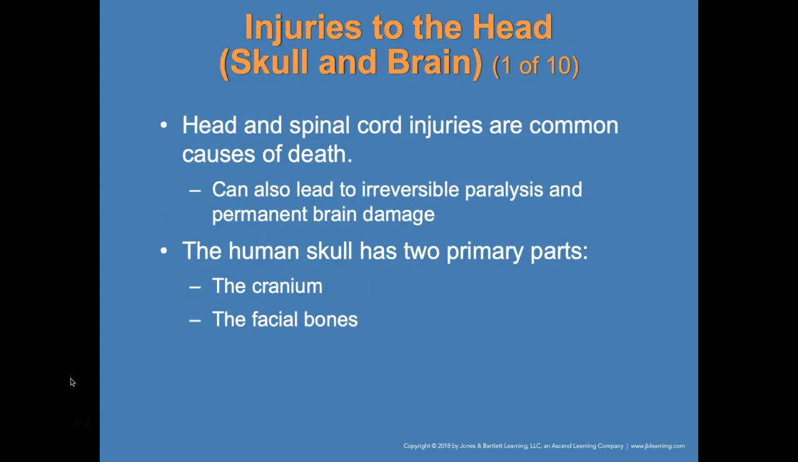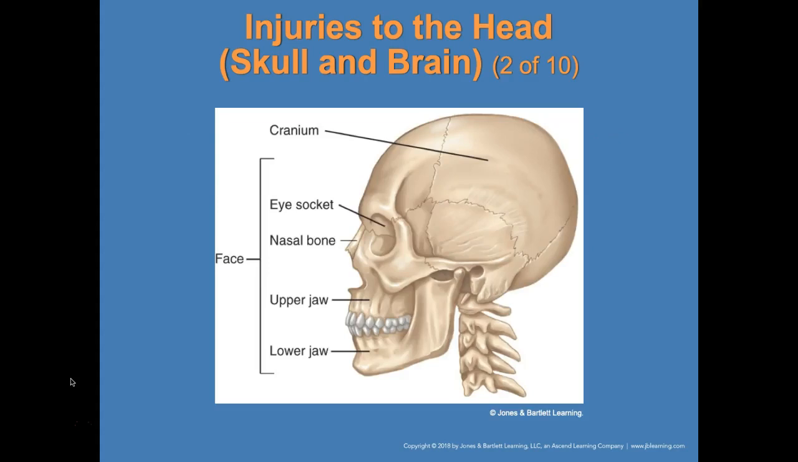So injuries to the skull, to the head. This is the skull and the brain. So head and spinal cord injuries are common causes of death. They can also lead to irreversible paralysis, permanent brain damage. Our human skull has 2 primary parts: the cranium, which is made up of 4 bones, kind of forms a shell, protects the brain, and then the facial bones, which give form to the face and furnish frontal protection of the brain. So here we can see that whole makeup of the skull. There's 4 bones that are making up the cranium, and then we have all those facial bones.